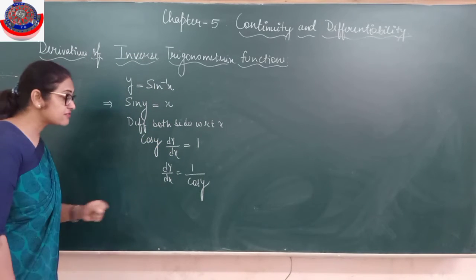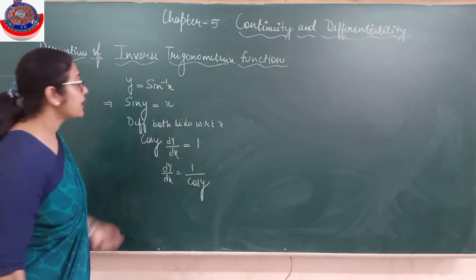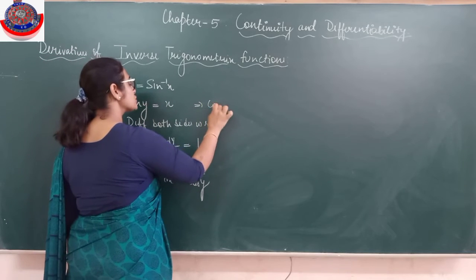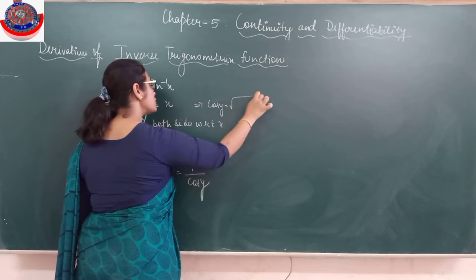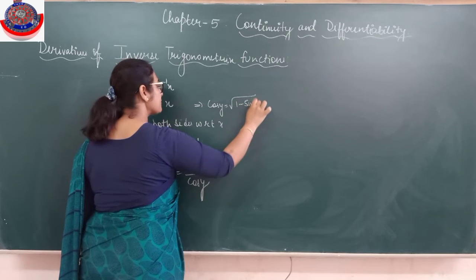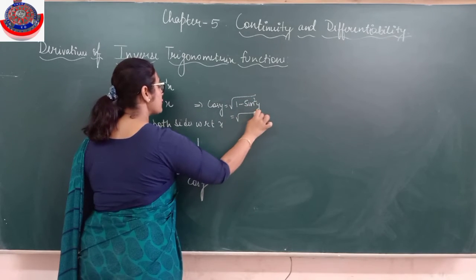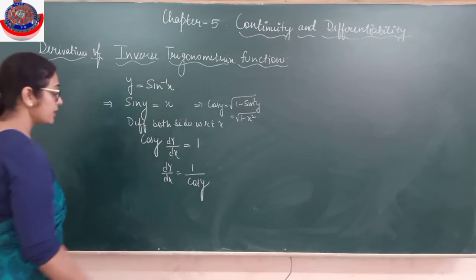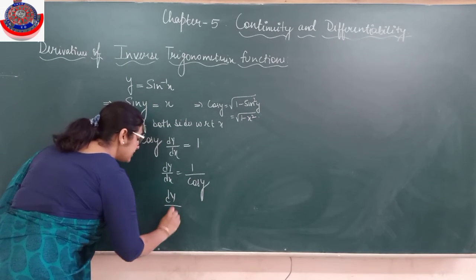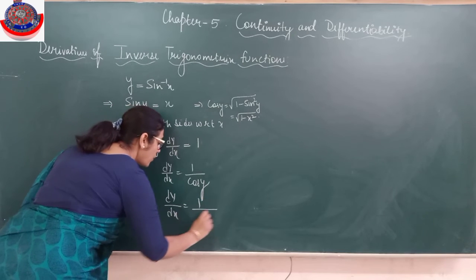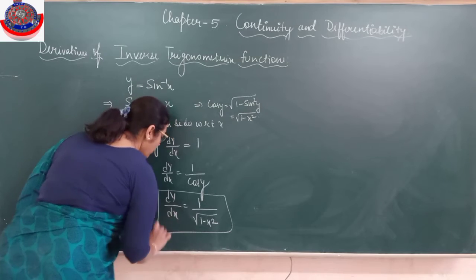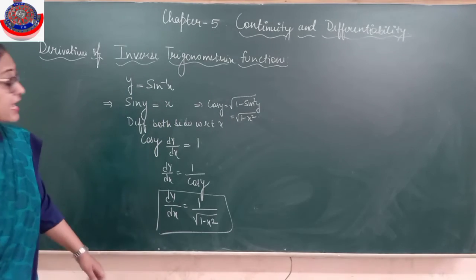Now from where do I get the value of this cos y? From this step. I know that the value of sine y is x. So we know that cos y is what? Under the root 1 minus sine square y. So what is the value of cos y? It will be under root 1 minus x square. So the differentiation of sine inverse x we have got 1 upon under root 1 minus x square.